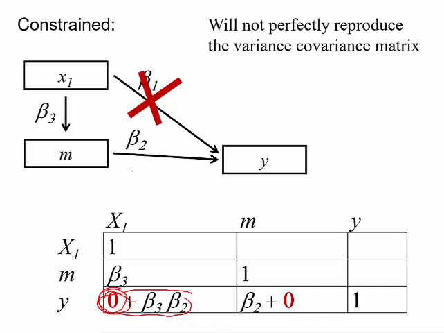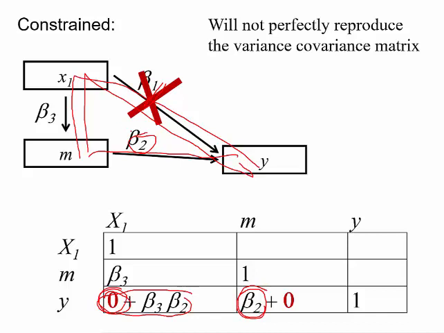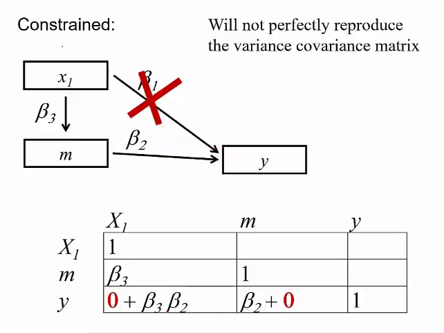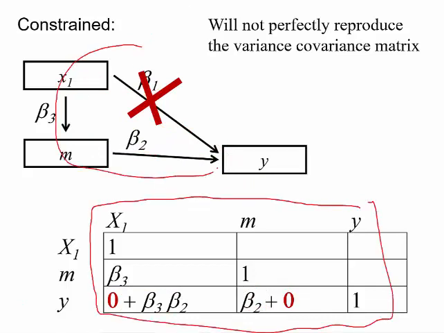And likewise, it's saying here that there's no mediated pathway there. If beta 1 is 0, then m can't lead to y through x1. So there's no mediated pathway in that direction. The only effect that m has on y is through beta 2. So the covariance between m and y is simply equal to beta 2 and nothing else. And again, if there happens to be any residual mediated pathway, then this equation would be a little bit off. So when I put constraints on my model, the variance covariance matrix that I estimate from my model will not be perfect.